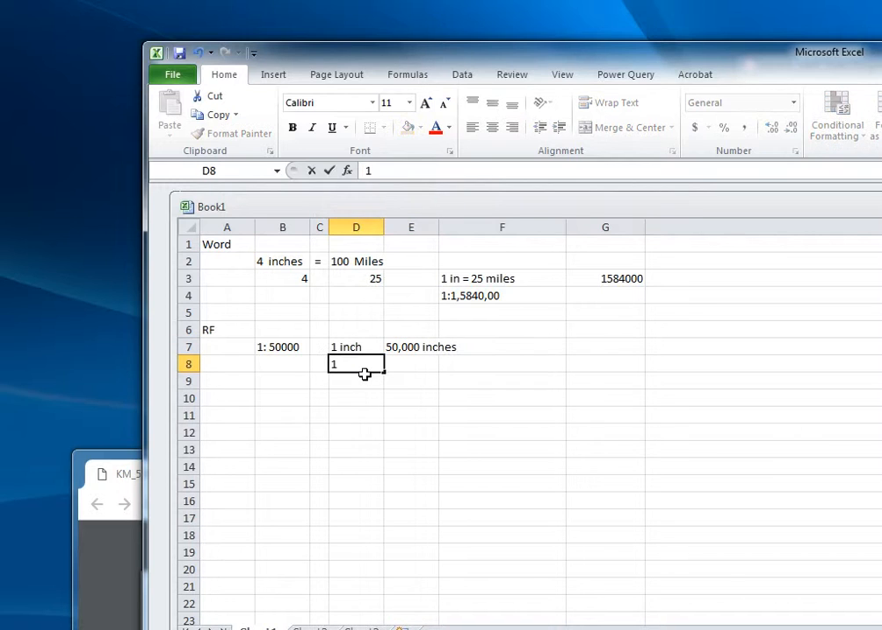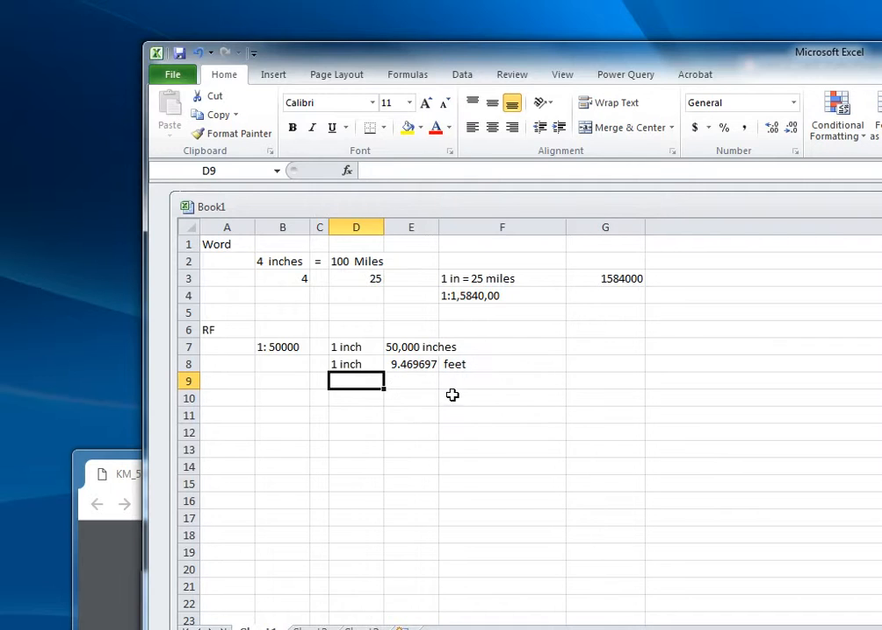So I'm going to say 1 inch. Maybe I'm going to say that. And then I'm going to take that 50,000 and divide it by 5,280. So 1 inch equals 9 feet. That might not be a bad representative fraction on there. 1 inch equals 9.5 feet.